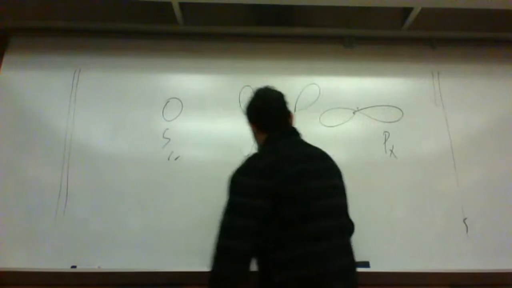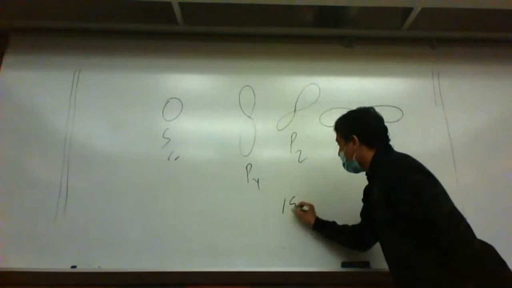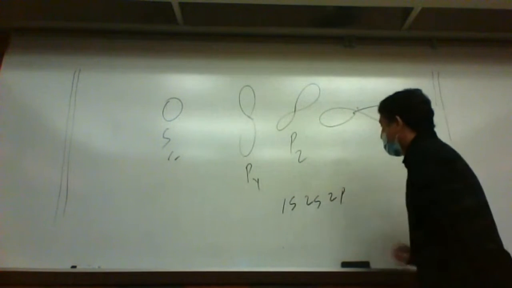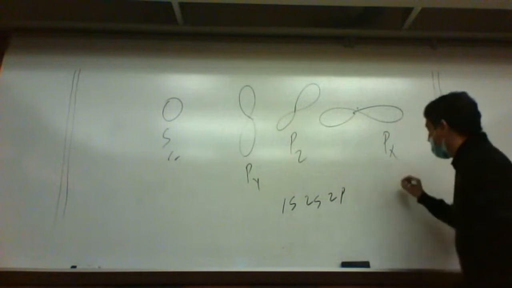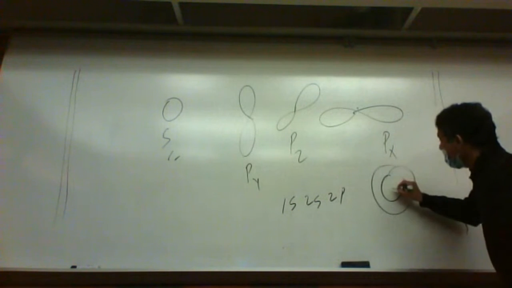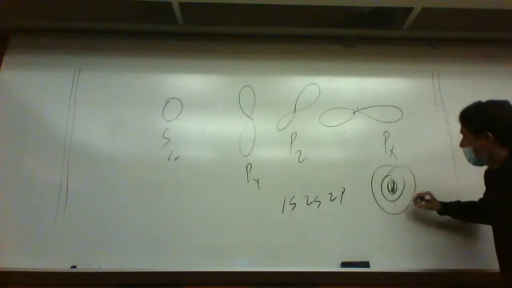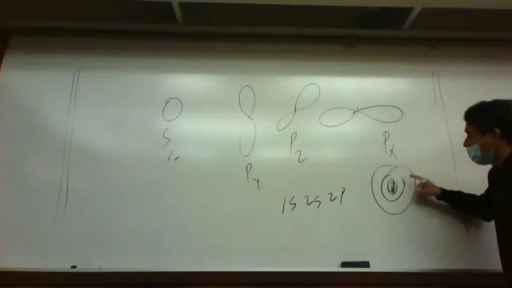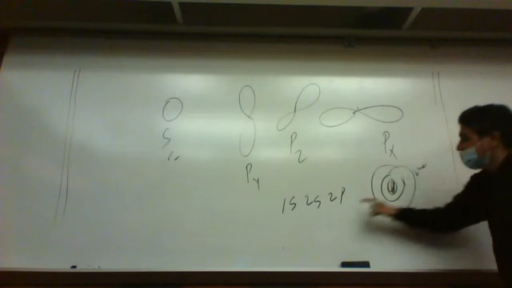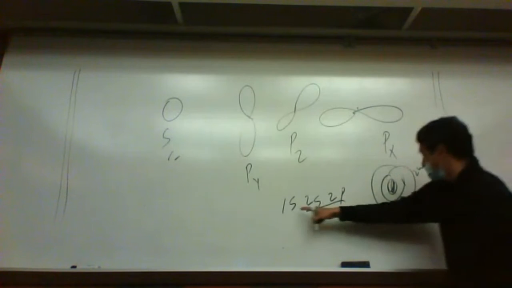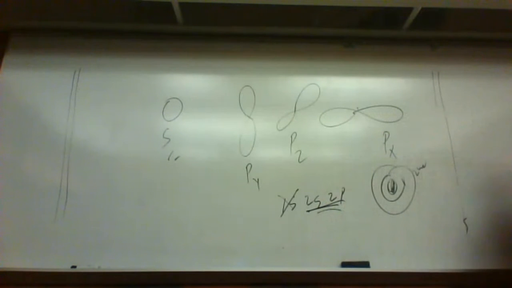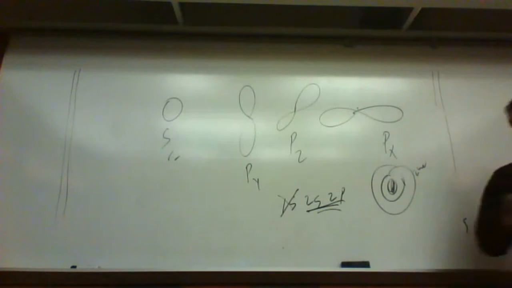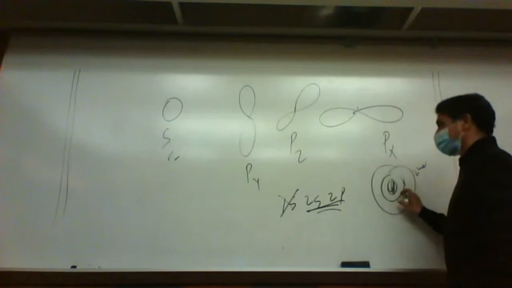And I told you, inner orbitals don't take part in reaction. For example, let's say we have an electronic configuration like this: 1s, 2s, 2p. Which is the inner? 1s is the inner shell. So the nucleus, neutron and proton, is here. This is the first shell, this is the second shell. We don't work with this one. We only work with the valence shell. Make sense? Good. So we don't work in the inner shell.